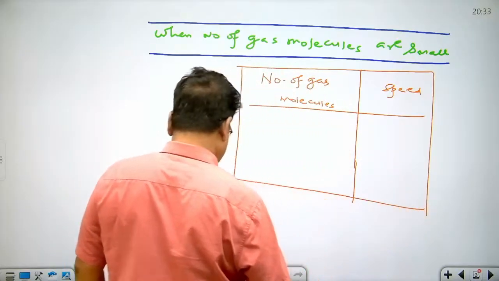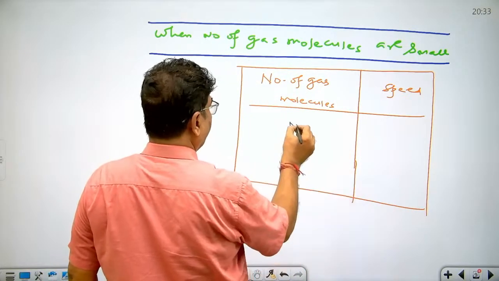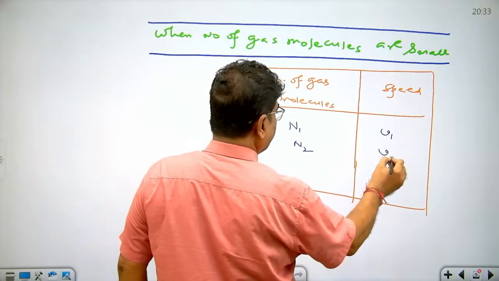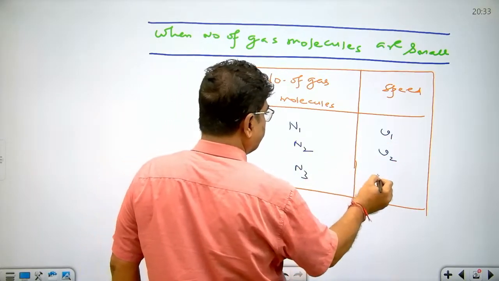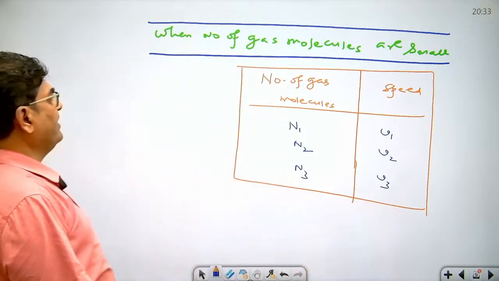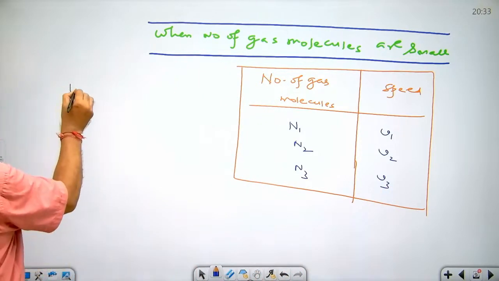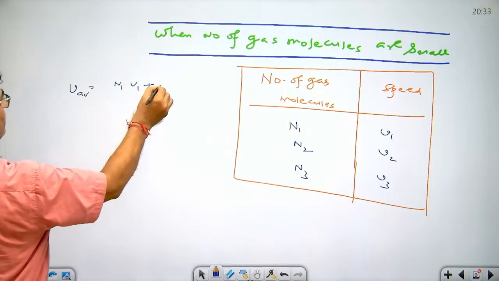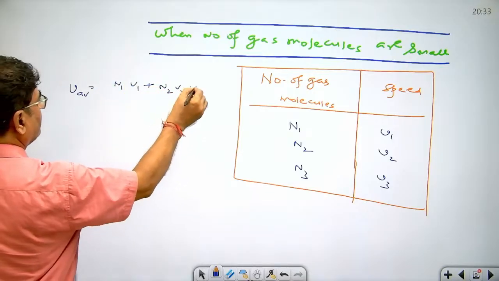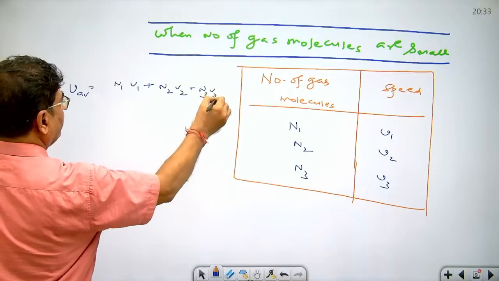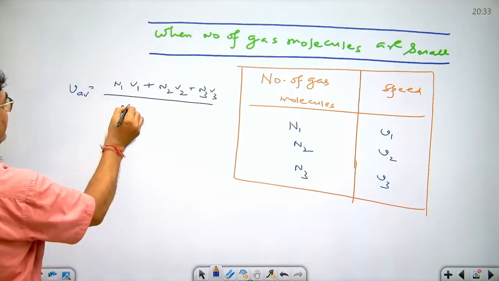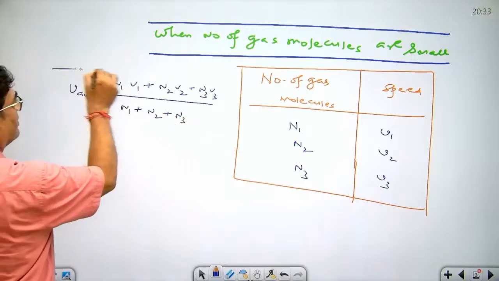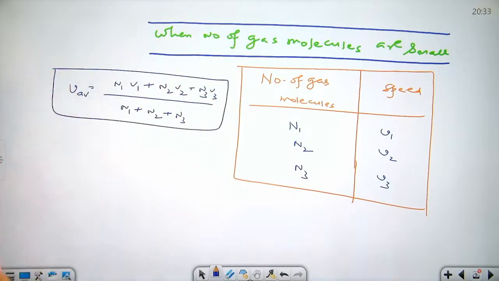If in a gaseous sample for N1 gas molecules speed is V1, N2 gas molecules speed is V2, N3 gas molecules speed is V3, then we can write average speed equal to N1 V1 plus N2 V2 plus N3 V3 divided by N1 plus N2 plus N3. This is how we will write average speed.